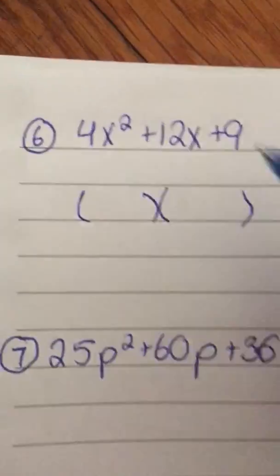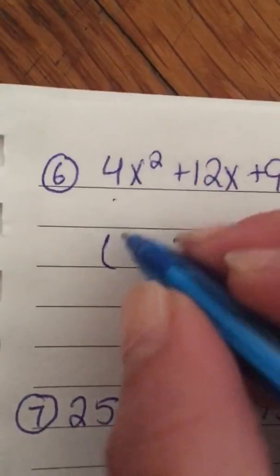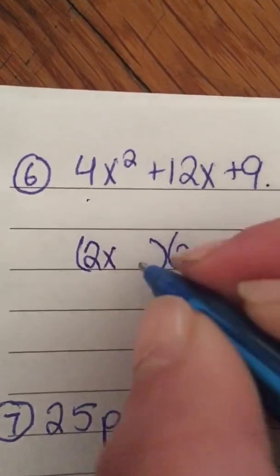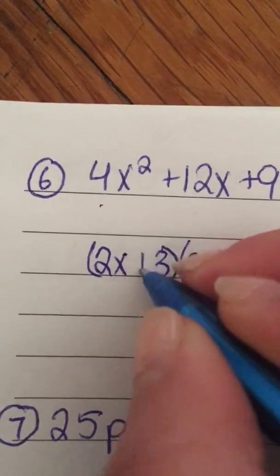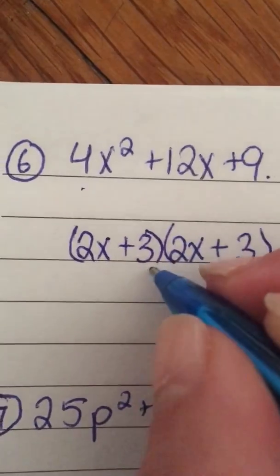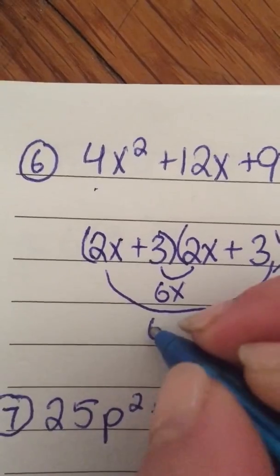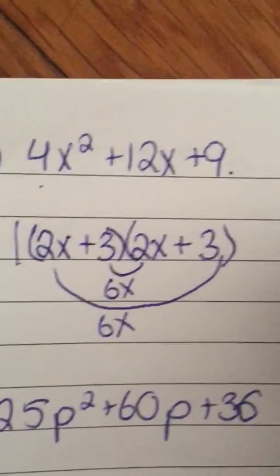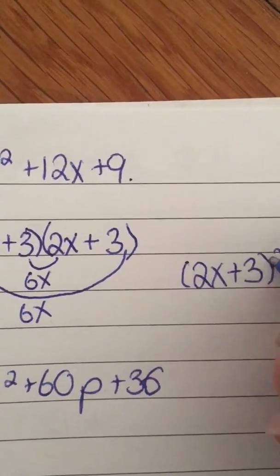So here again, we have 4 and 9 in the beginning. Those are both perfect squares. You could take the square root of 4, it's 2, and x goes with it. The square root of 9 is 3. Everything here is positive, so your signs are all positive. And then just check your inner and outer and make sure they add up to 12. So this would give you 6x. This would give you another 6x. Those do add up to 12x. So your final answer is 2x plus 3 times itself, which you can say 2x plus 3 squared.